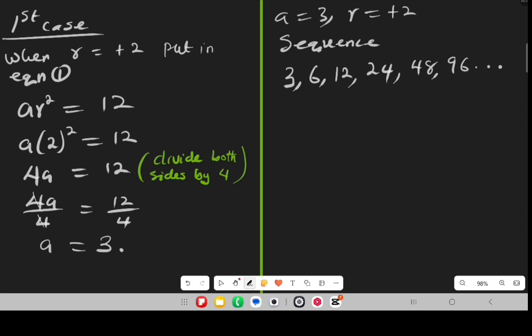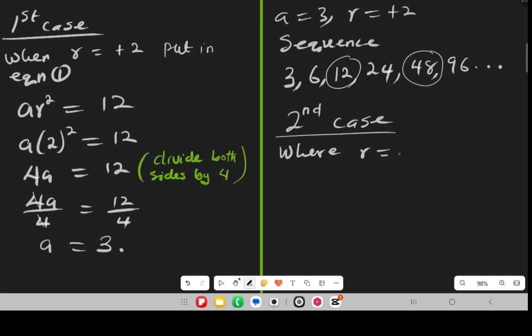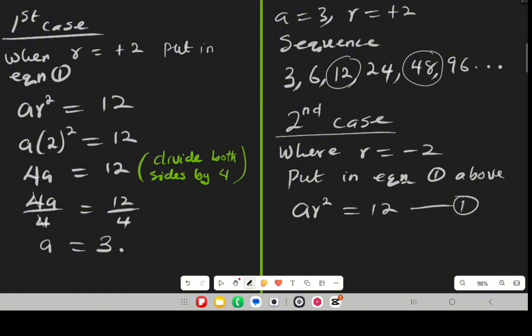To check if our answer is correct, from the original question, third term is given as 12 and the fifth term is given as 48. Our answer is correct. Now we consider the second case. When r is equal to minus 2, put in equation 1 above, that is ar raised to the power of 2 equals 12, which is equation 1. When we put minus 2 in place of r, we have a into minus 2 all squared equals 12. Minus 2 squared is equal to 4, which is 4a equal to 12.